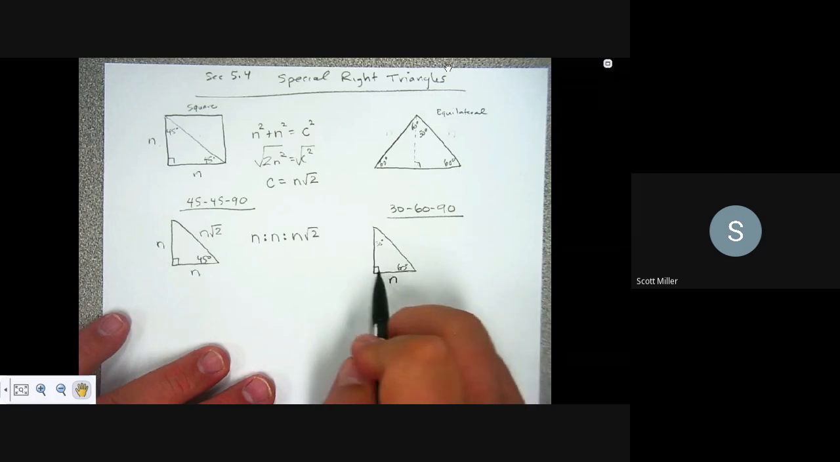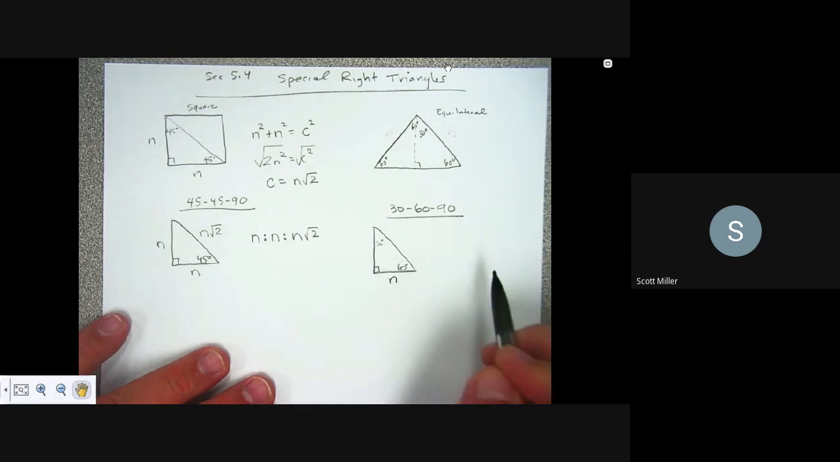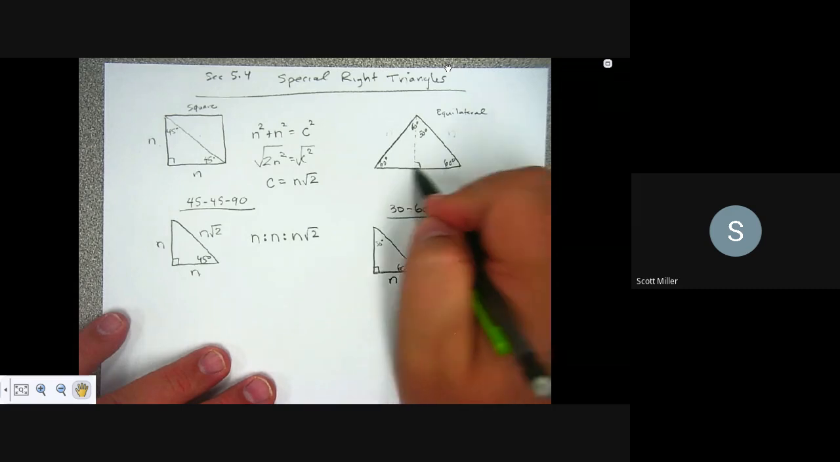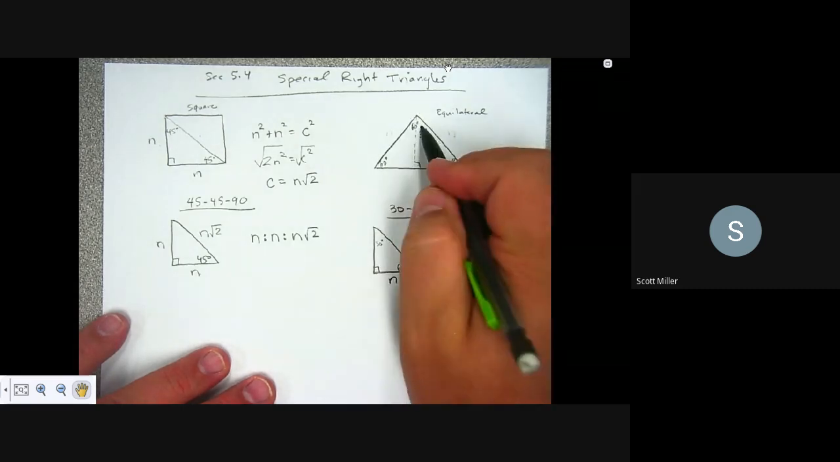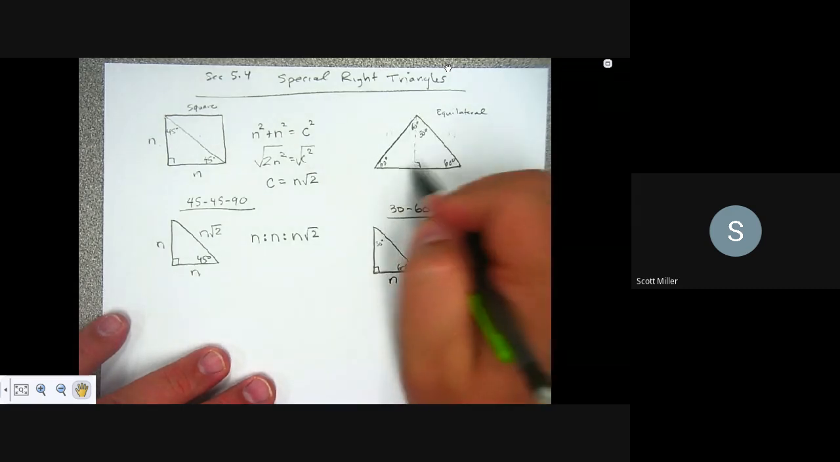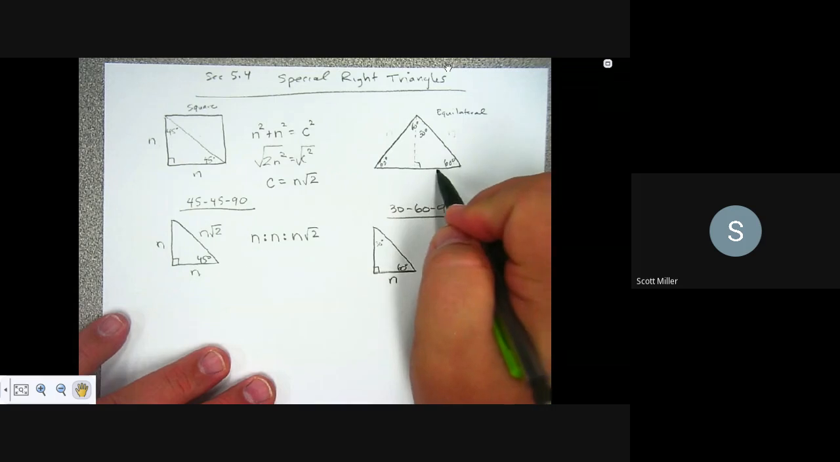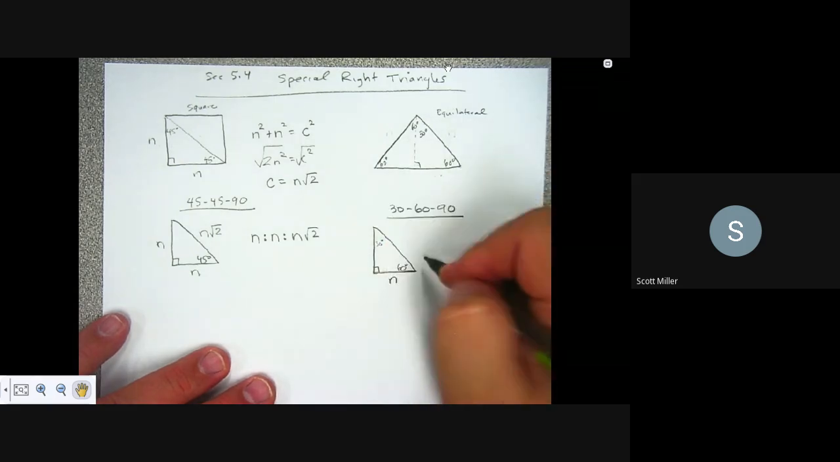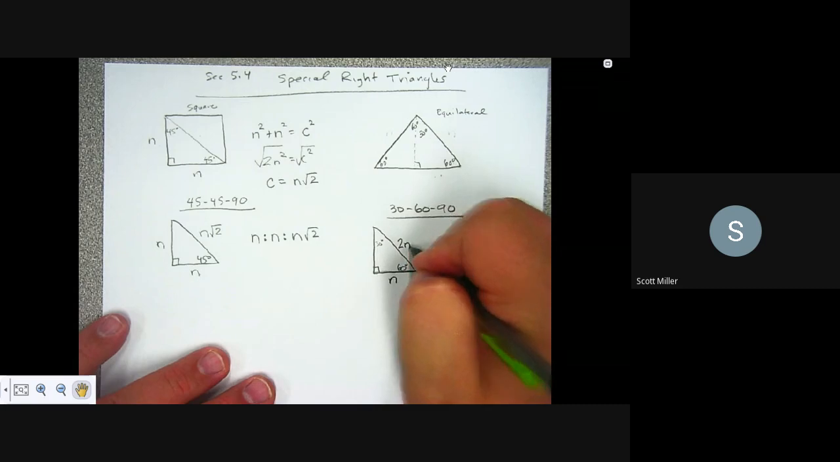So in a 30-60-90, the short side is the one you want to go to first. If you find that one, the other ones are easy to find. Now, how did this side length get created? Well, we divided this altitude, which not only bisects this angle, but it also bisects the side. So if this side is n, then this is n. So the whole entire length is 2 times n.